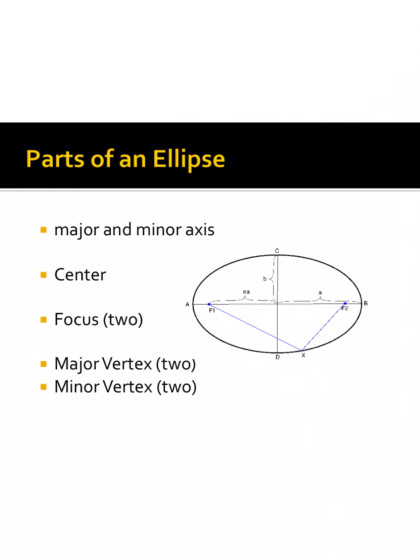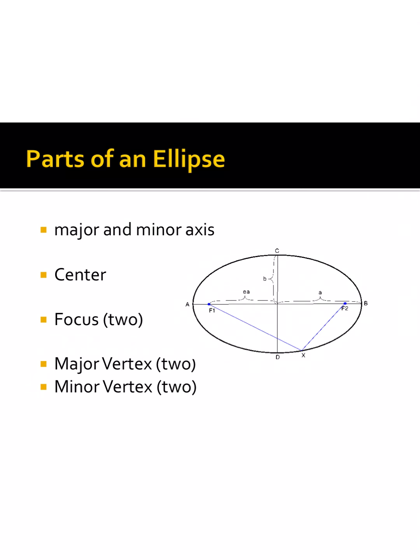You have a center, which is the very, very middle. You also have two focus points. We can see focus 1 and focus 2. And then to create our shape, we have a major and a minor vertex. So your major vertices are going to be the endpoints for our ellipse on the major axis, and then your minor vertices are going to be the endpoints on your minor axis.